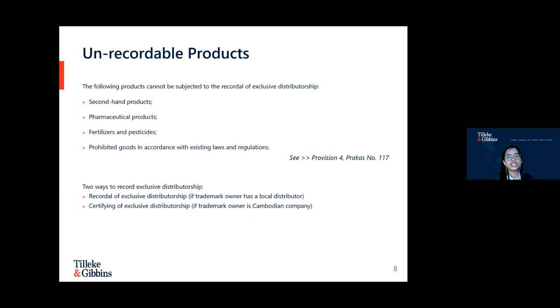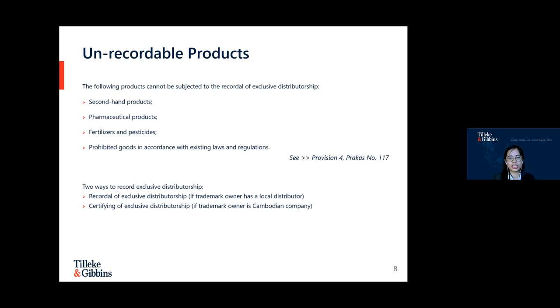Fertilizers and pesticides, of course, and prohibited goods in accordance with the existing law and regulations. For prohibited goods, it should be something like e-cigarettes, because as we already know, Cambodia does not allow the importation or the use of e-cigarettes in Cambodia. And there are two ways to record exclusive right, depending on who you are.